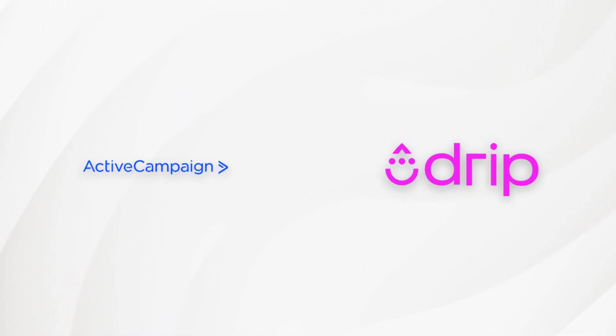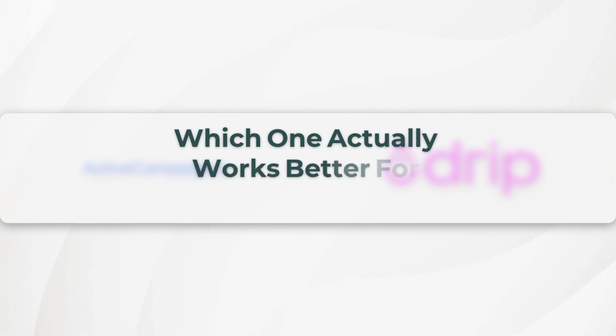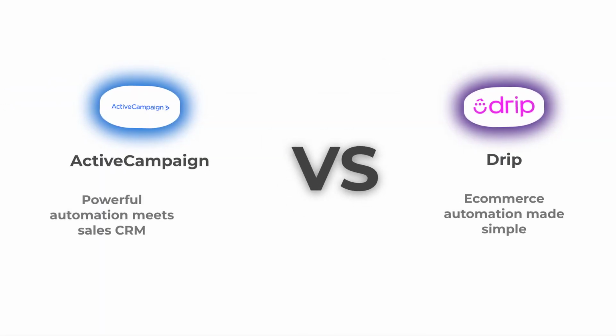ActiveCampaign and Drip, two powerhouse platforms in marketing automation. But which one actually works better for your business? On the left, the feature-rich ActiveCampaign. Powerful automation meets sales CRM. And on the right, Drip. E-commerce automation made simple for modern stores.